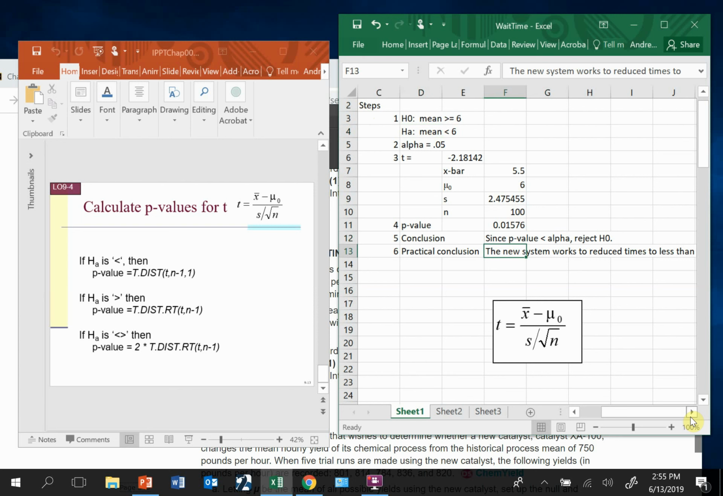So that's an example of how you do a t-test in Excel, where we're testing a population mean against a known value.